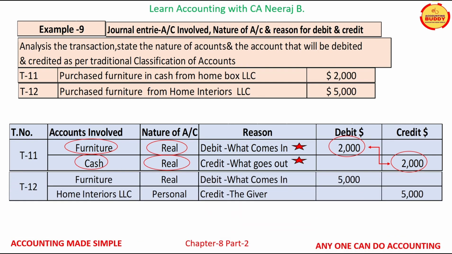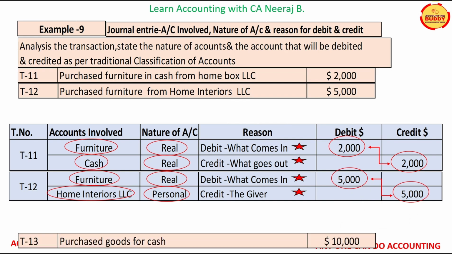If we analyze this transaction, the two accounts which are getting affected are furniture account and the creditor account of Home Interiors LLC. Furniture is a real account and the rule for debiting a real account is debit what comes in. Creditor account of Home Interior LLC is a personal account and the rule for crediting a personal account is credit the giver. Therefore, in this manner, the transaction is recorded for $5,000.